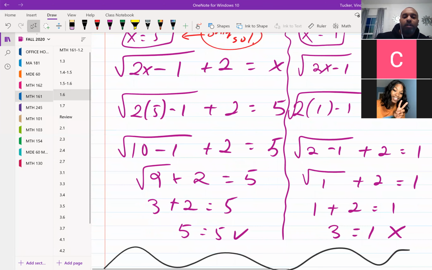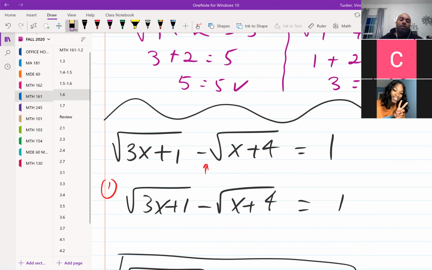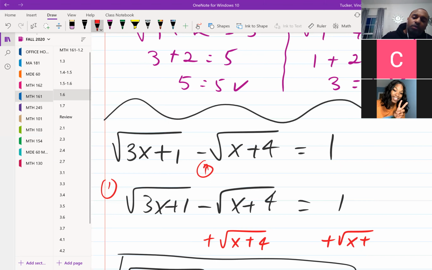All right, thank you. Looking at this next one, we have the square root of 3x plus 1 minus the square root of x plus 4 equal to 1. So first step is to isolate one of the radicals. So you make a decision. It doesn't matter which one you choose, but since that one has a minus sign in front of it, the easiest one to move would be that one, because we could add the square root of x plus 4 to both sides.